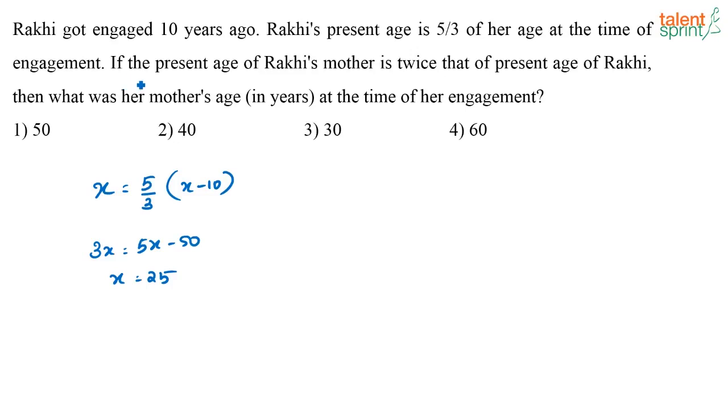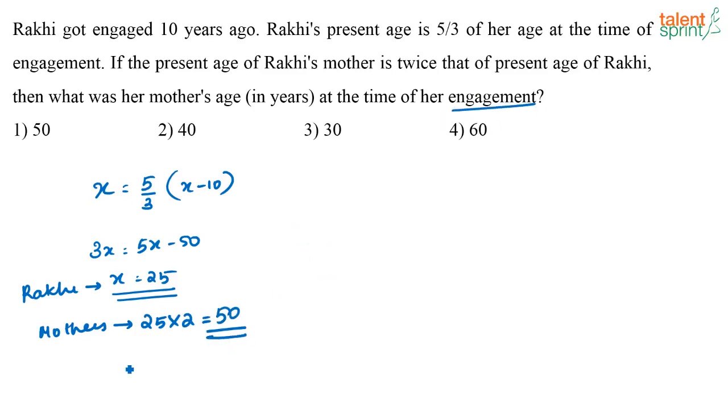Now next they are saying that if the present age of Rakhi's mother is twice that of Rakhi's present age, then how old was her mother at the time of her engagement? So if Rakhi is 25 years old now, mother's present age is how much? Twice the age of Rakhi currently, so that is 50 years. Now what was mother's age at the time of engagement? 50 minus 10, because engagement happened 10 years ago, or mother's age 10 years ago was 40 years.